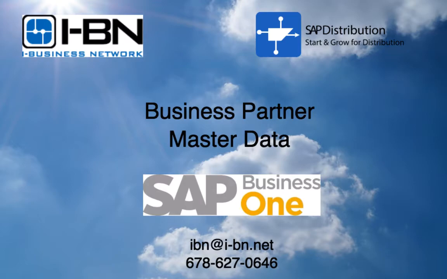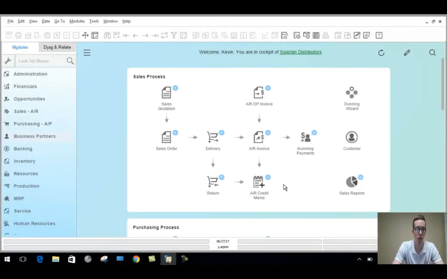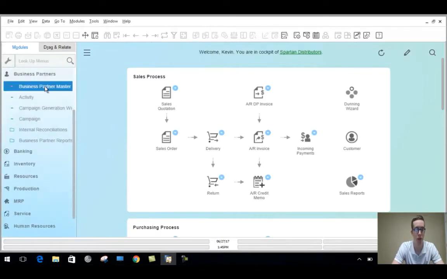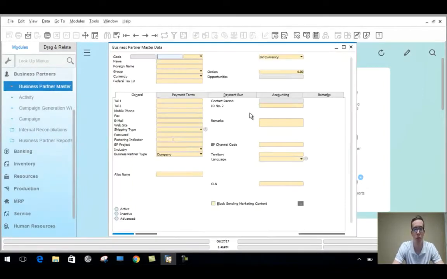Business Partner Master Data within SAP Business One. So to get started with things, we're going to navigate to the left here and click on Business Partners, and then Business Partner Master Data. And then you'll be brought to the initial screen, which is in something called Find Mode.